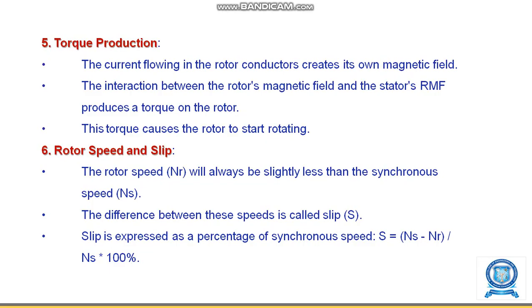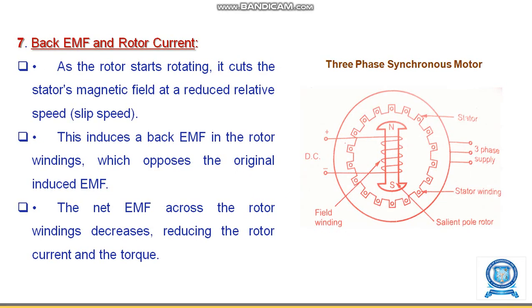Torque production. The current flowing in the rotor conductors creates its own magnetic field. The interaction between the rotor's magnetic field and the stator's RMF produces a torque in the rotor. Rotor speed and slip. The rotor speed, represented as N, will always be slightly less than the synchronous speed Ns. The difference between these speeds is called slip. Back EMF and rotor current. As the rotor starts rotating, it cuts the stator's magnetic field at a reduced relative speed. This induces a back EMF in the rotor winding, which opposes the original induced EMF. The net EMF across the rotor winding decreases, reducing the rotor current and the torque.